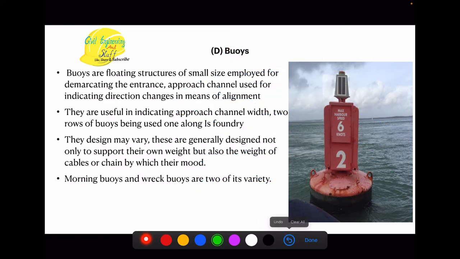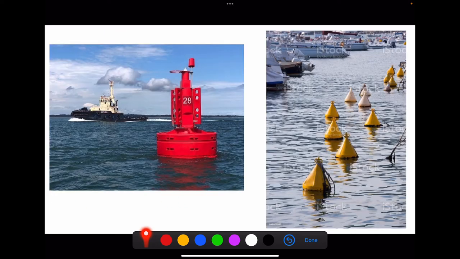So the buoys can be divided into two categories. We have mooring buoys and wreck buoys. So this is an example of the conventional buoys that are used to demarcate the path that a ship should follow.